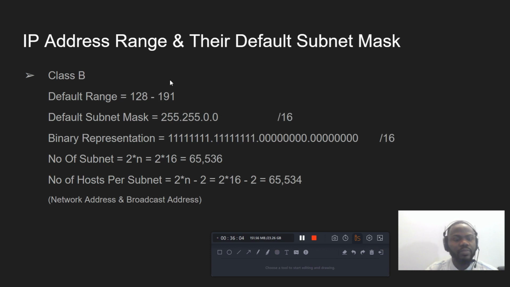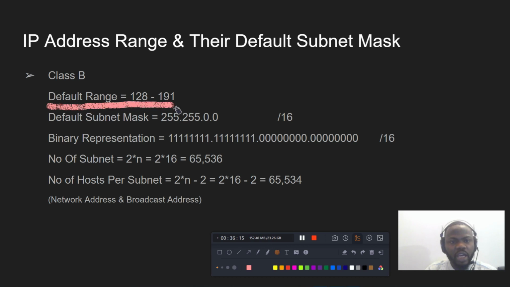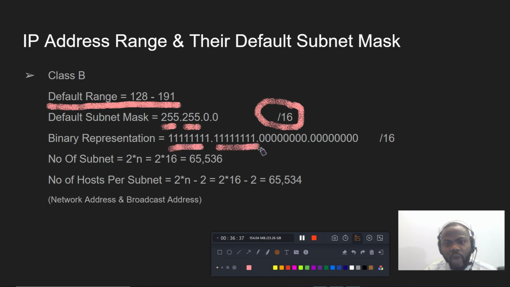Now class B. In class B, I'm just going to say the same thing. The default range for class B is 128 to 191. And this means that you are going to have 255.255.0.0, which is /16. /16 simply means that you are going to have the first 2 octets as ones. Because if you add all these ones together, it gives you 255. You add all these ones together, it gives you 255 as well.